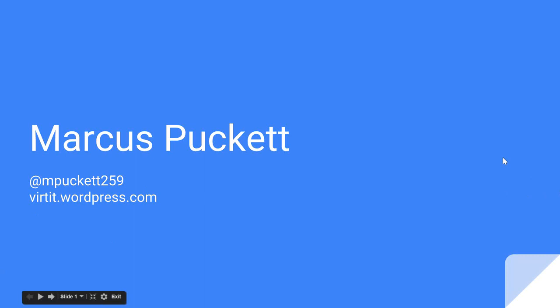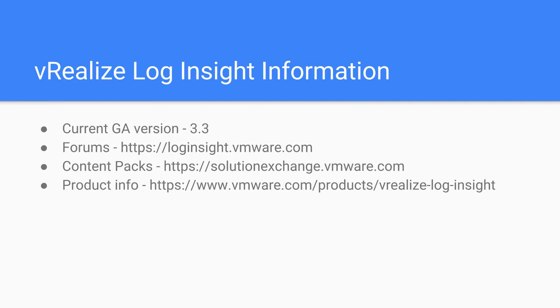But yeah, let's go. So we're going to talk about vRealize Log Insight, obviously. Current GA version is 3.3. You can interact with other Log Insight users at their forums at loginsight.vmware.com. It's also a good place to get updated information. You can download betas, what they call tech previews of Log Insight, to test features. You can make feature requests, ask questions, and some really knowledgeable people from the Log Insight team will be able to help you out and answer your questions.